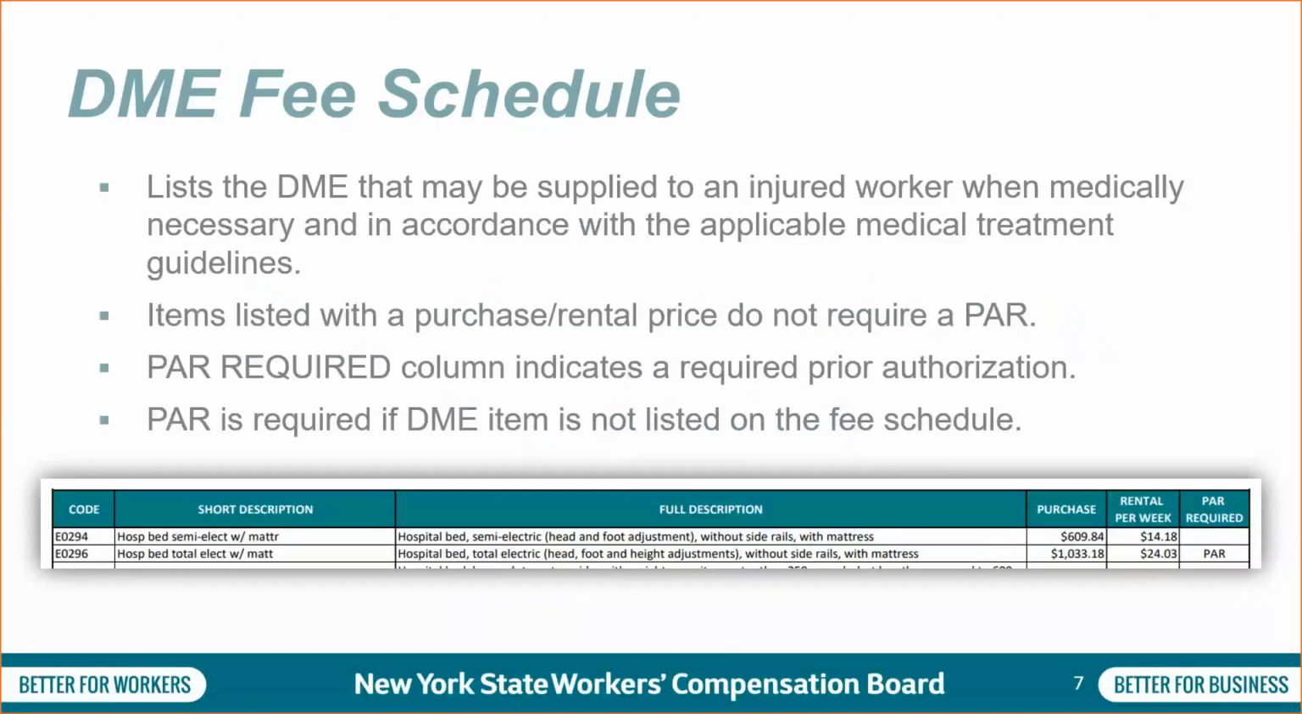The DME fee schedule lists the durable medical equipment that may be supplied to an injured worker when medically necessary. These must also be in accordance with the applicable medical treatment guidelines. When using the DME fee schedule to determine if a prior authorization request is required, you will locate the item and view the purchase, rental per week, and PAR required columns on the right. Any item that has a purchase or rental price does not require a PAR.